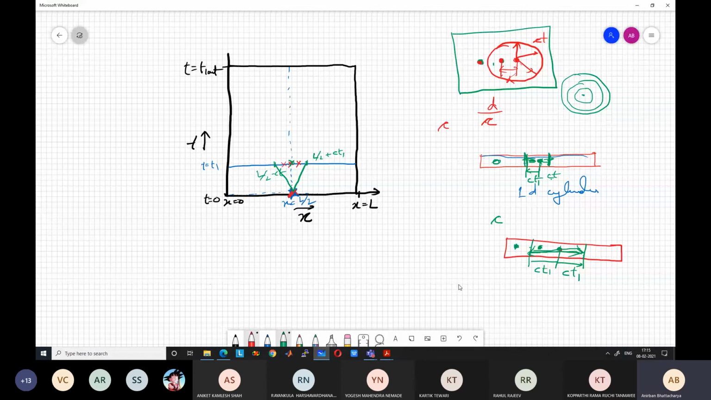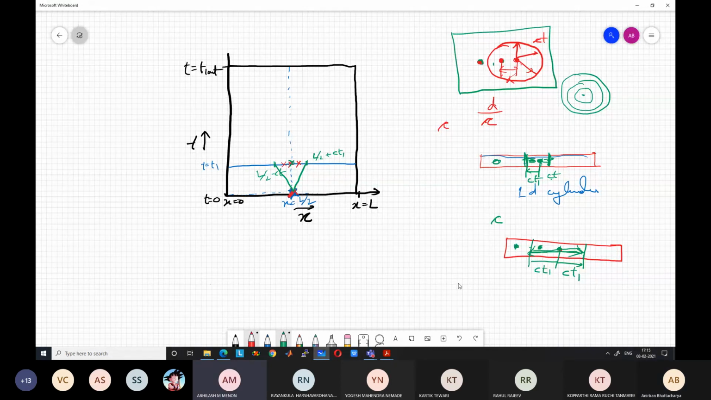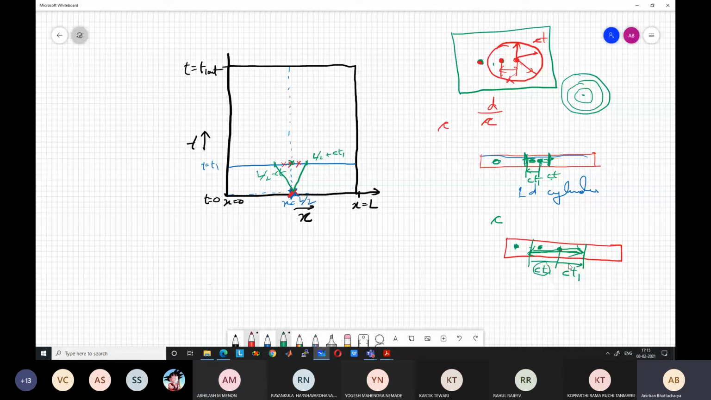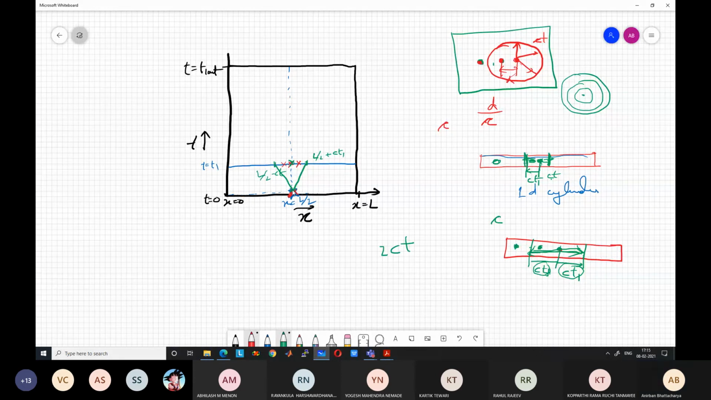You cannot add these two. 2CT1. Okay. So for a general time t, the zone of influence has a thickness, or width, of 2CT. So initially the perturbation was here. At a certain time, anything which is within this region, starting from L by 2 plus CT1 minus CT1 to L by 2 plus CT1, they will feel that some perturbation has occurred.